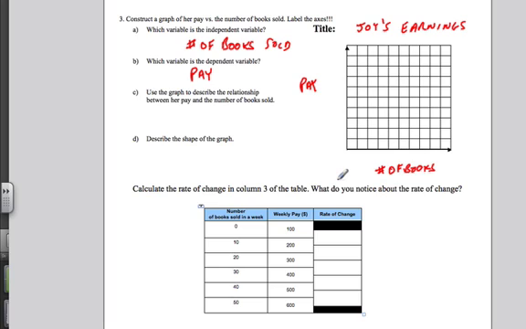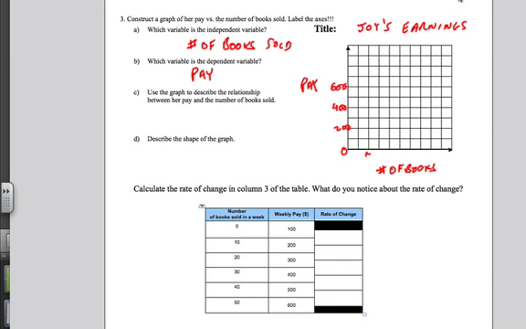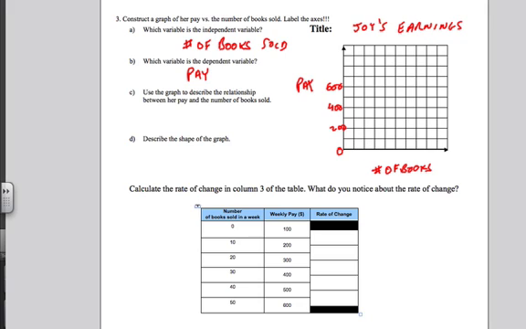Now, for pay, we're going to have to go from 100 up to 600. So what we'll do is we'll start at 0, and we could go up by an odd number, but we'll just go up by hundreds. So there's 200, 400, and $600. And for number of books sold in the week, we'll go up by 10 every time.